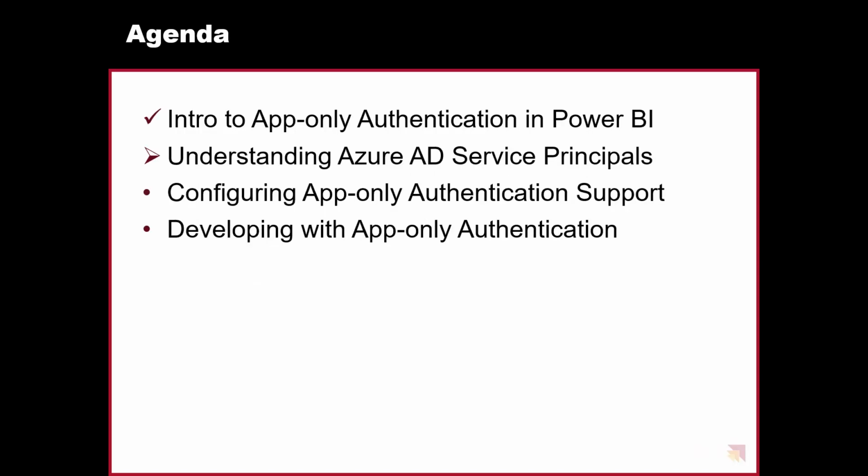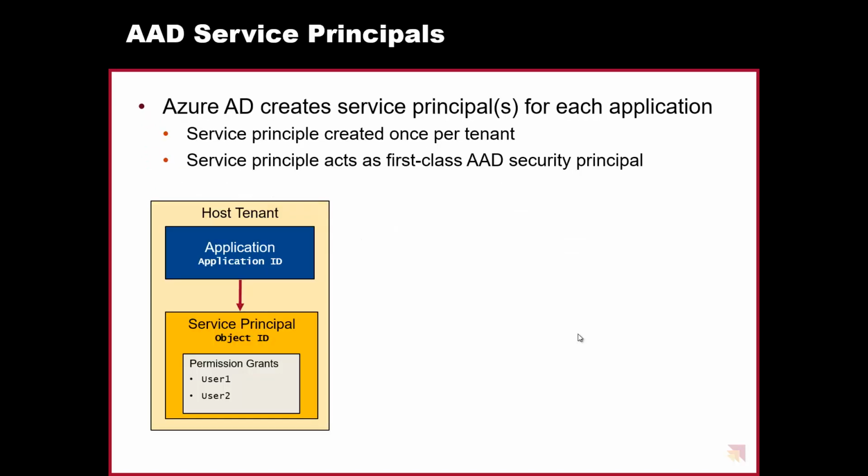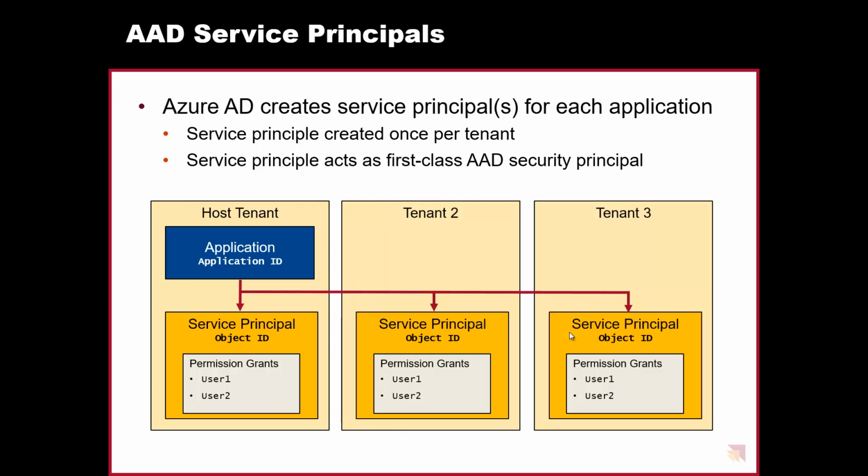Okay, so now we've discussed some of the fundamentals of how app-only authentication is going to work. Let's now take a deeper look at what an Azure AD service principal is. When you create an Azure AD application, it also creates another security object in the same local tenant known as a service principal. One of the main reasons for this is that an application can be configured as multi-tenant. And instead of having a single security identity that's used across all tenants, they create a service principal object so that the application has a different identity in each and every tenant in which it runs.